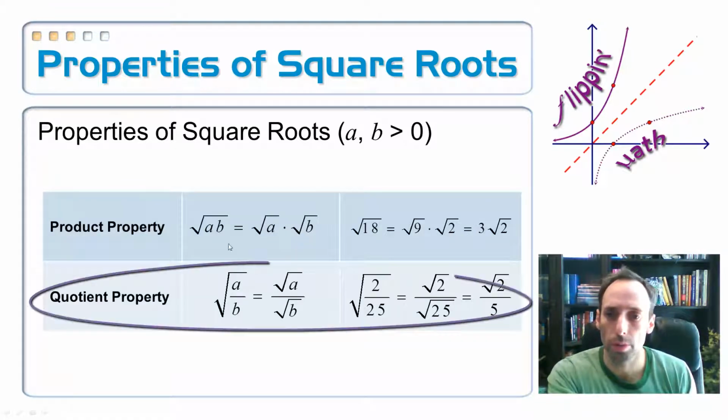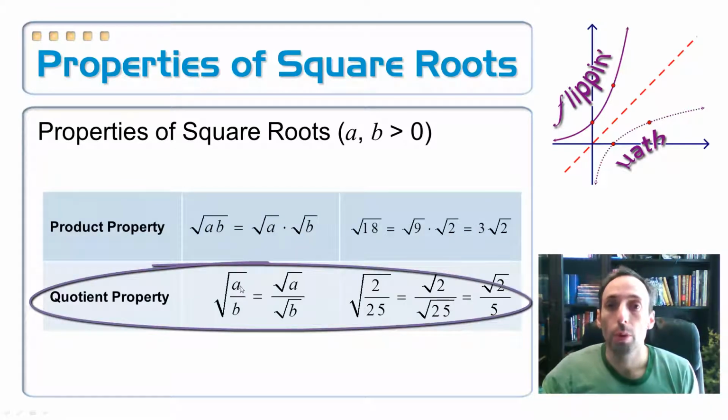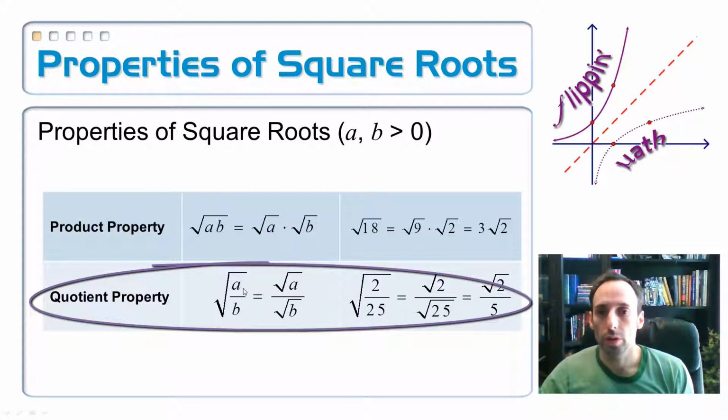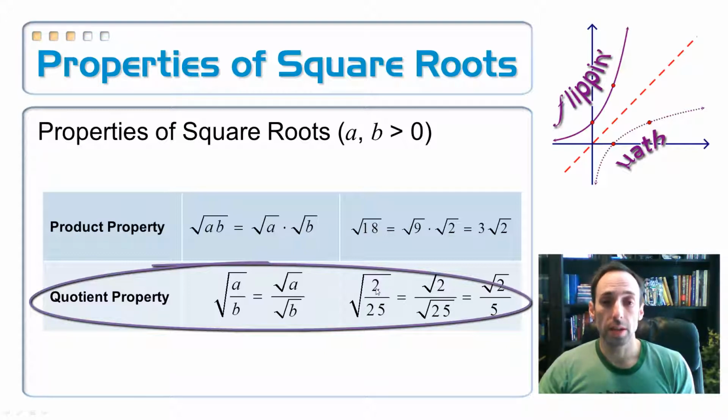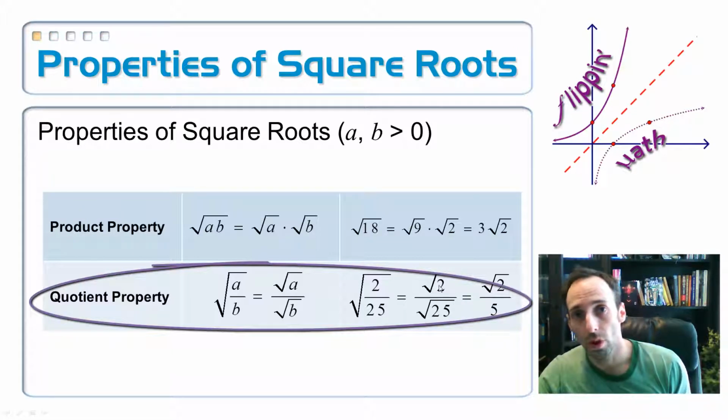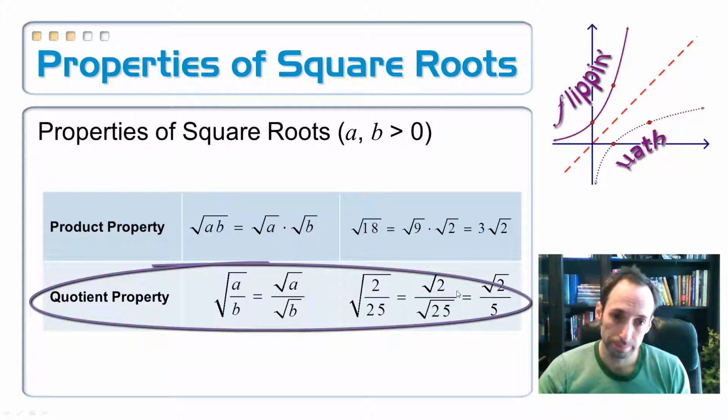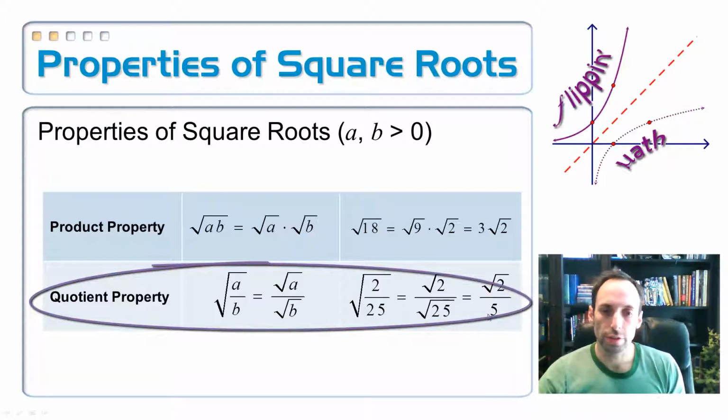Okay, the quotient property works exactly the same way, but we have a fraction within our square root. We can break that fraction up as two separate square roots and then take the square root of both of them. As the example here, the square root of 2 over 25, break it up as the square root of 2 over the square root of 25. The square root of 2 stays the same, but the square root of 25 is 5. These are exactly the same, but the square root of 2 over 5 is in simplest form.